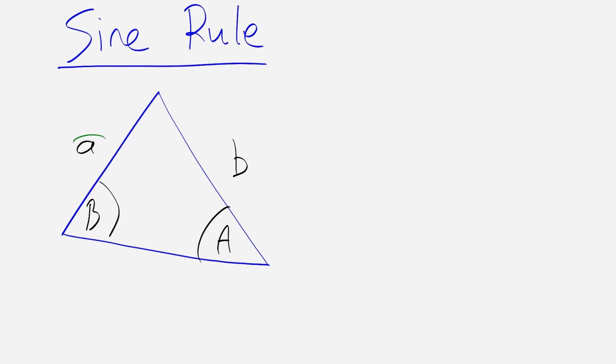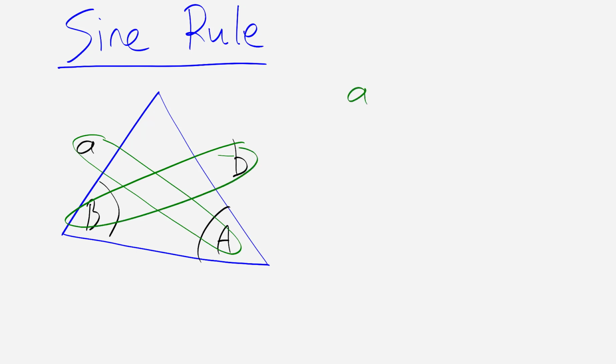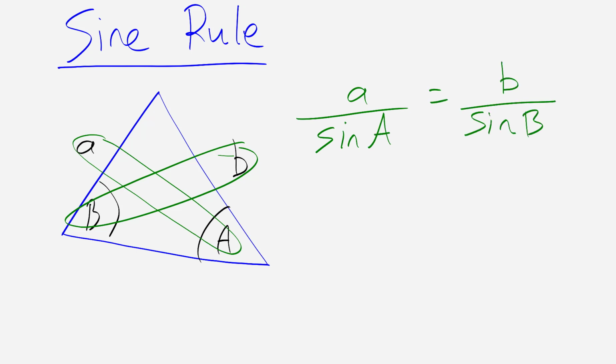Now the sine rule is all about making links between the sides and the opposite angles. So the sine rule is simply a over sine A is equal to b over sine B. That's our sine rule, and we can use that rule to solve for sides and to solve for angles. So I'll do an example of solving for a side and solving for an angle using the sine rule.